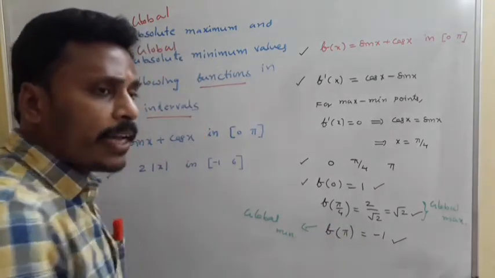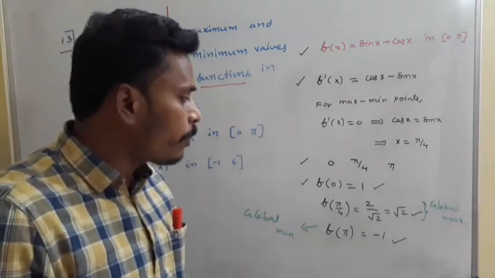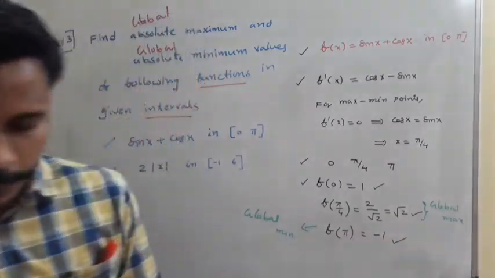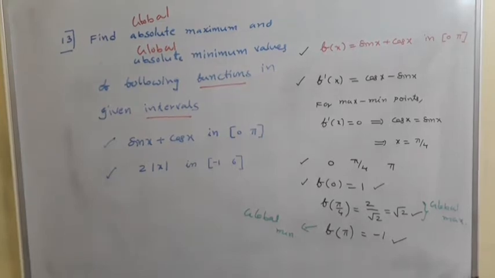You may say global maxima, global minima, or absolute maxima and absolute minima. They exist at pi by 4 and pi. The values are root 2 and minus 1, right? Have a look. For doubts, raise your hand. Otherwise, try to solve the next problem.